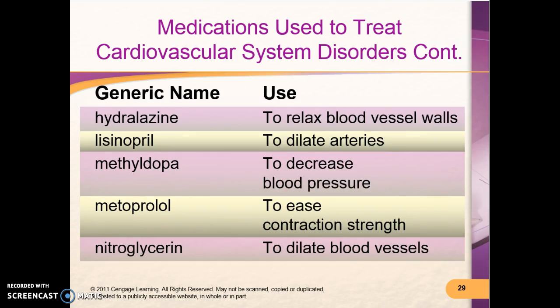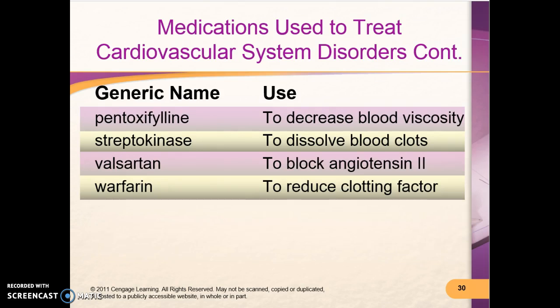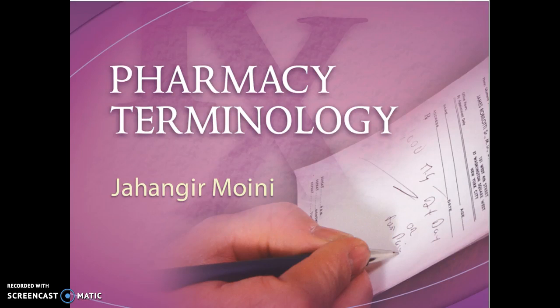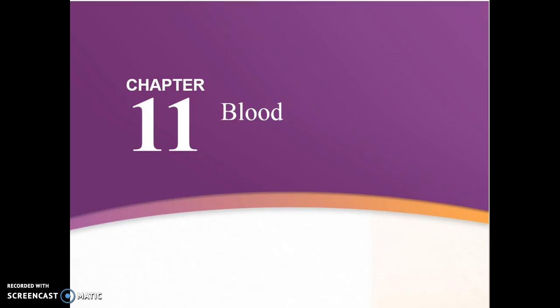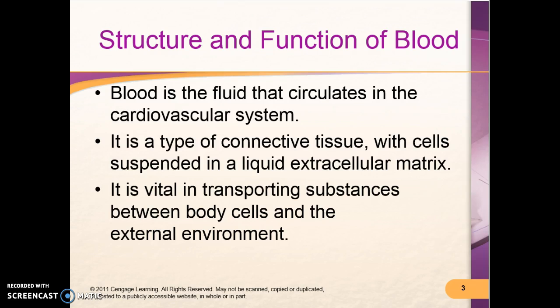Nitroglycerin, for example, is something that you may be familiar with, folks that use it sublingually if they have chest pain and things like that. So lots of different drugs that you're going to be looking at in this chapter. And along with this chapter, we're going to then cover chapter 11. And chapter 11 is really important because chapter 11 is all about the blood. So obviously these two chapters go together. So when we start talking about the blood, obviously that's the fluid that is circulating within the cardiovascular system.